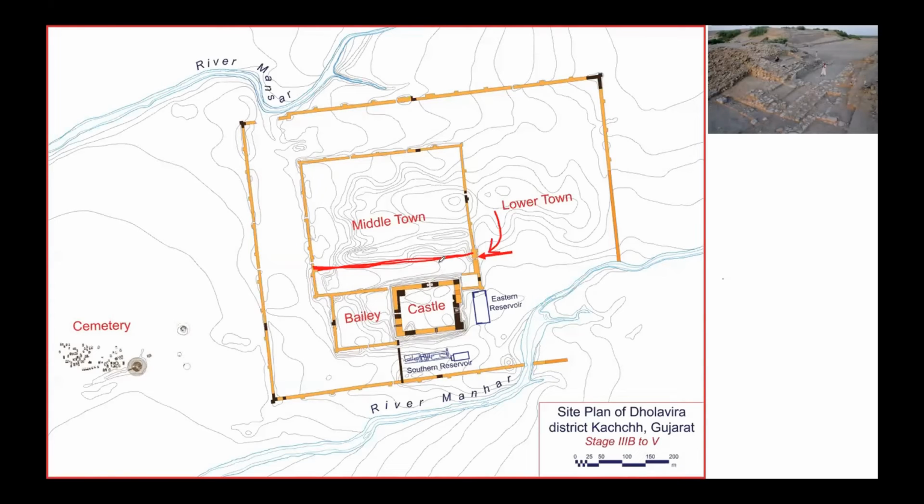And this ceremonial ground also had different access. One from the lower town, one from this part of the area, which connects the outer fortification here. There are two gateways from the bailey. So they had differential access.